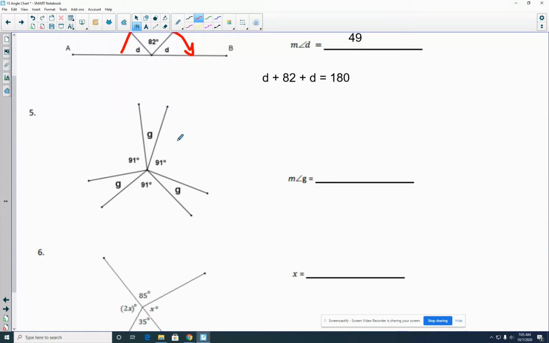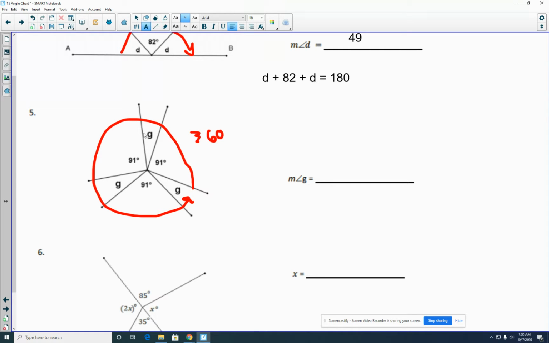Here, all of these angles meet at the point right in the middle. If we're a big circle, 360. So the equation that we write here, start here. We have G, 91, G, 91, G, 91. We have G plus 91 plus G plus 91 plus G plus 91 equals 360. And for this one, you want to combine like terms, subtract, then divide, and we find that G, we get 29.